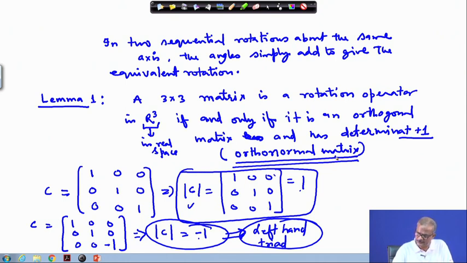So, here an orthonormal matrix, that is an orthogonal matrix with determinant 1, ensures that you get this orthonormal matrix of this form. Okay.